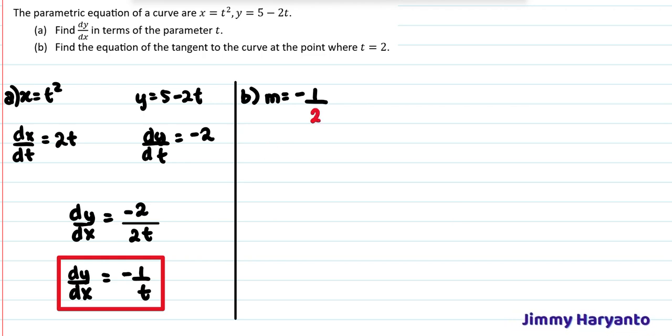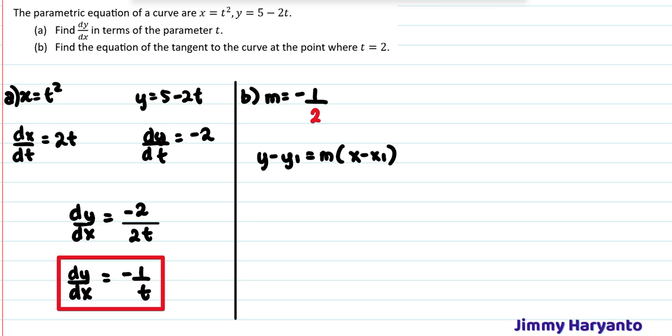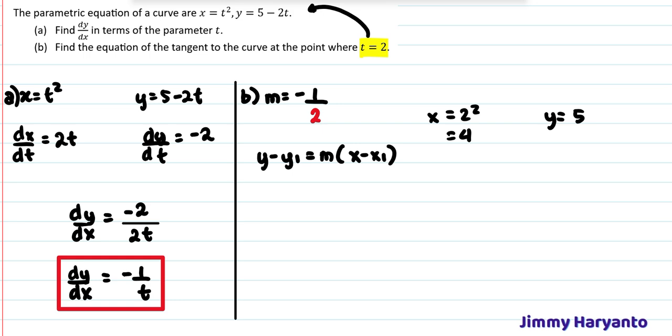Next is to use the formula of the tangent, or the straight line in general. You will use this formula, but the problem is we don't have any points here. We only have t equals 2. That means we have to find the point first. You input this into the value of x and y. For x you will have 2 squared, which equals 4. For y you have this one, so y equals 1.